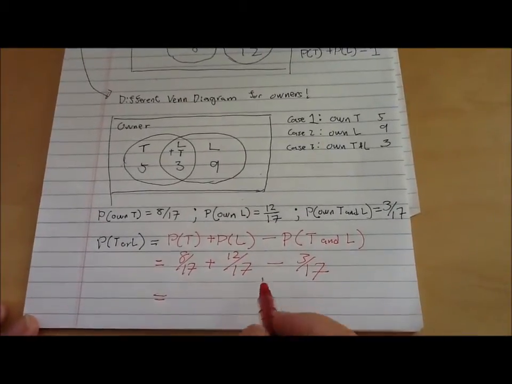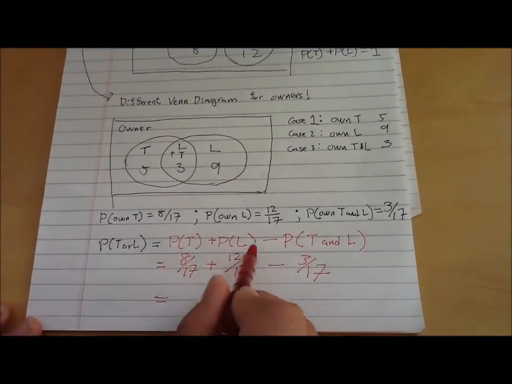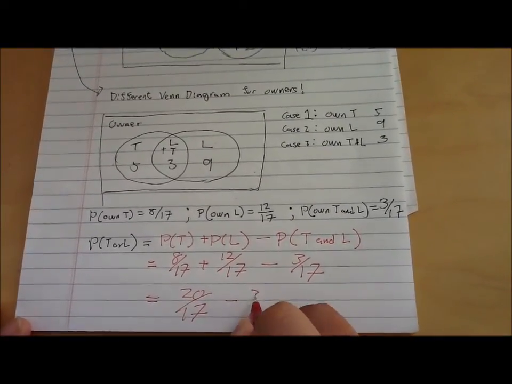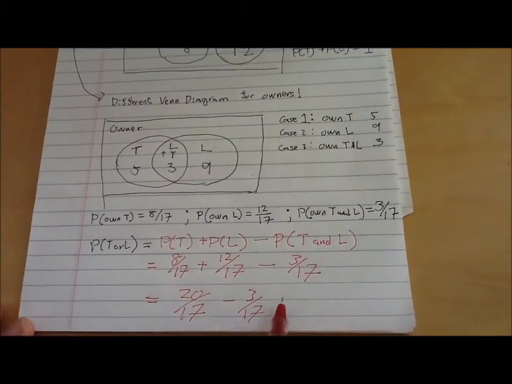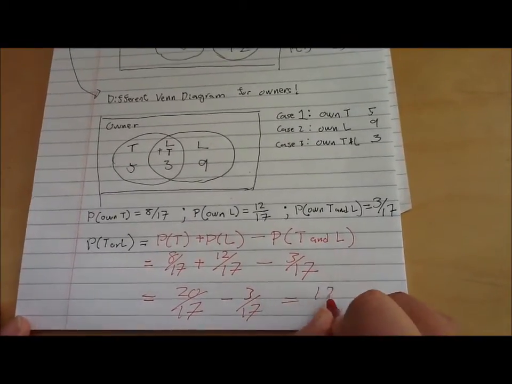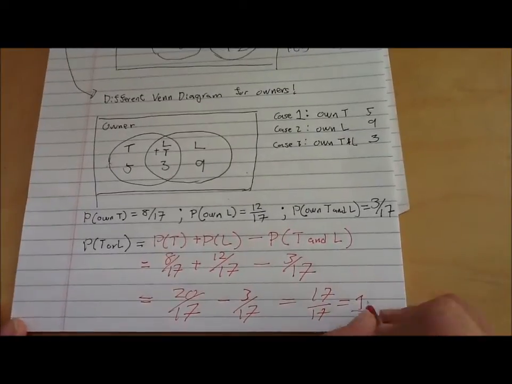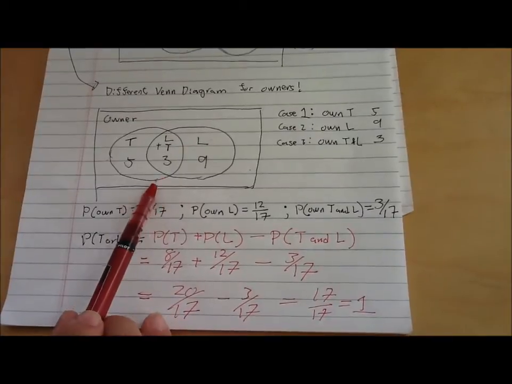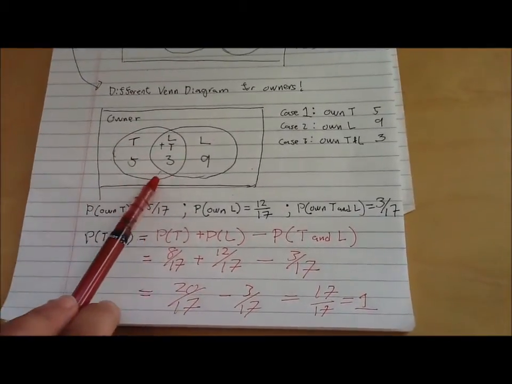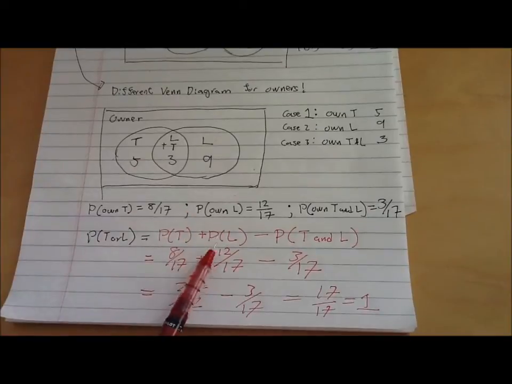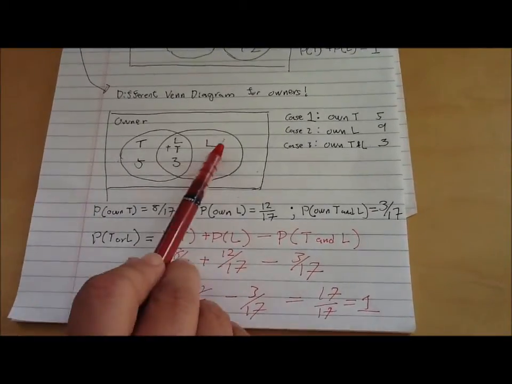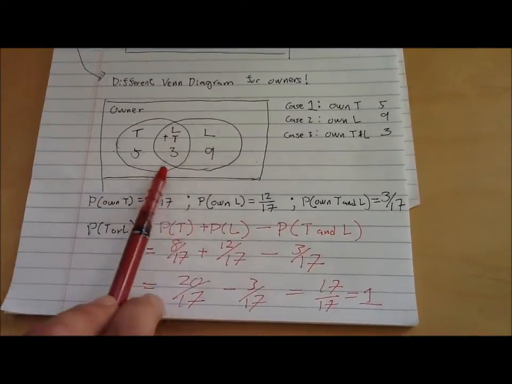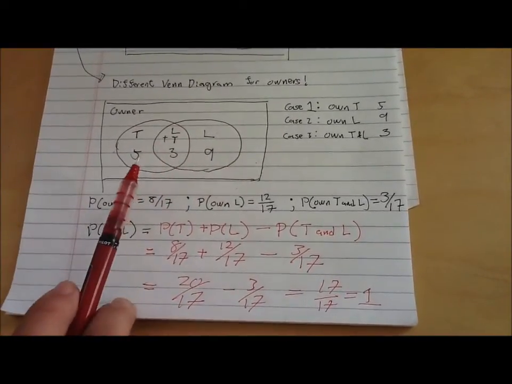Okay, so let's look at this. Combining these two, the individual probabilities give 20 out of 17 minus 3 out of 17. And that's indeed 17 out of 17, which is equal to 1. So what's going on here? Look at these two probabilities right here. The probability of owning a terrier is this part right here, and that's 8 out of 17. The probability of owning a Labrador is this part right here, and that's 12. But when you do this, what happens? You overcount this part twice.